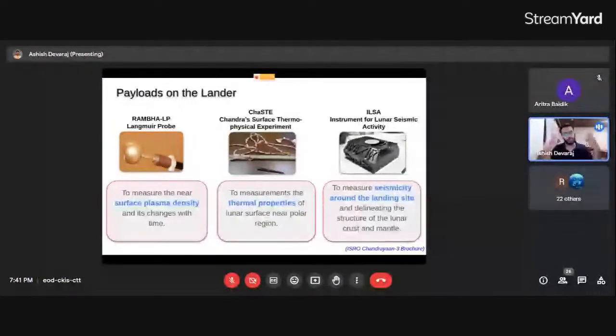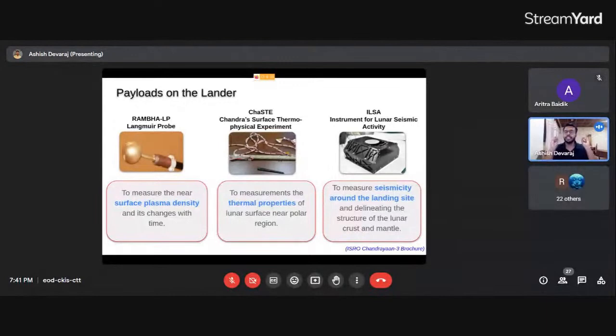There are results which are coming up. The initial results are there. The second instrument is called the Chaste instrument. Chaste was a rod-like structure which had thermal sensors at different lengths. It was probed to a depth of 10 centimeters, and we had measurements at each centimeter gap. So Chaste was designed to measure the thermal properties of the lunar surface.